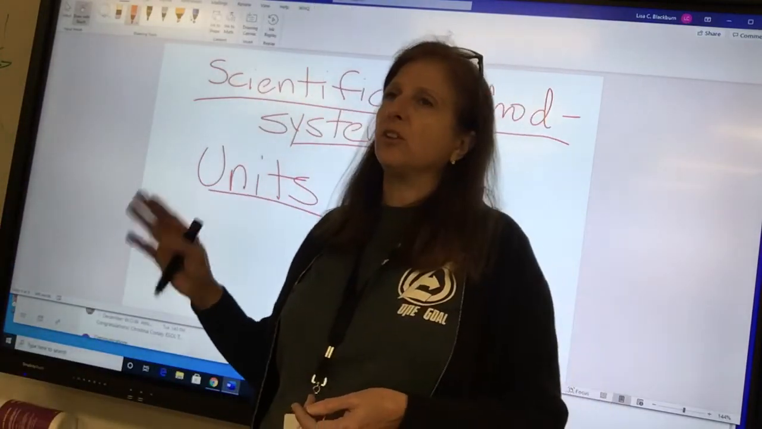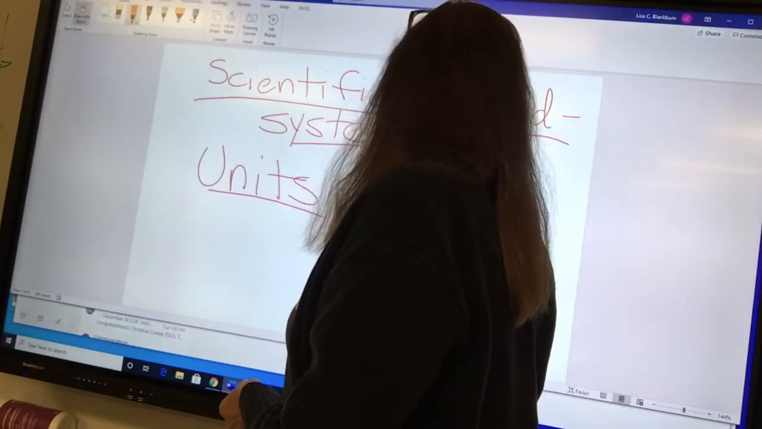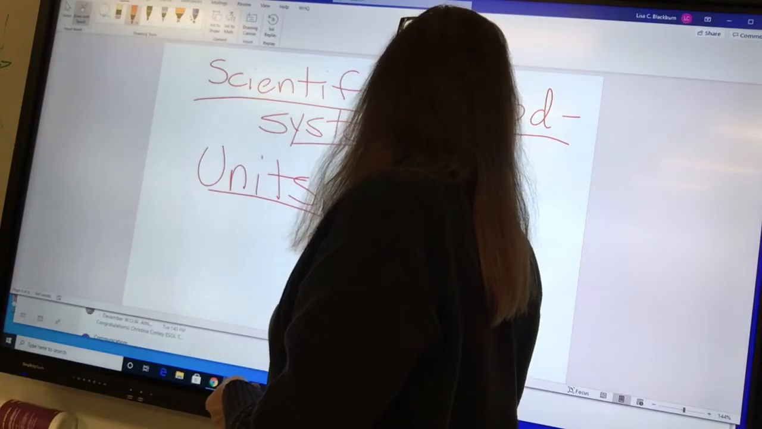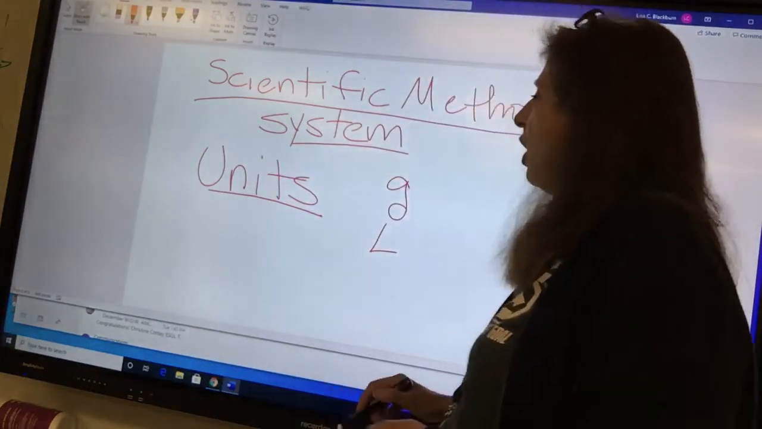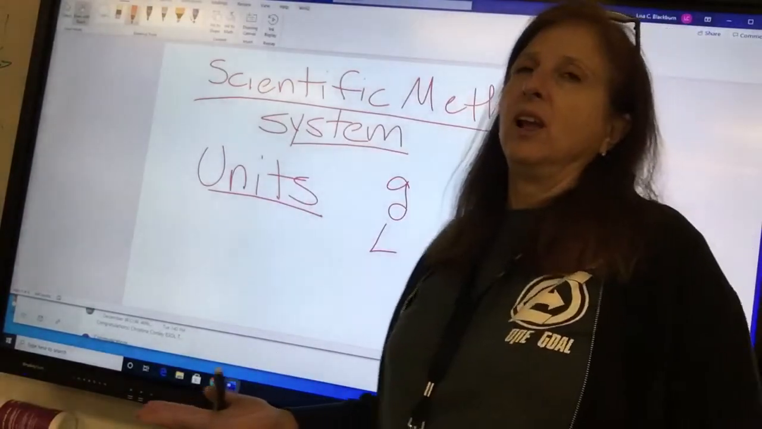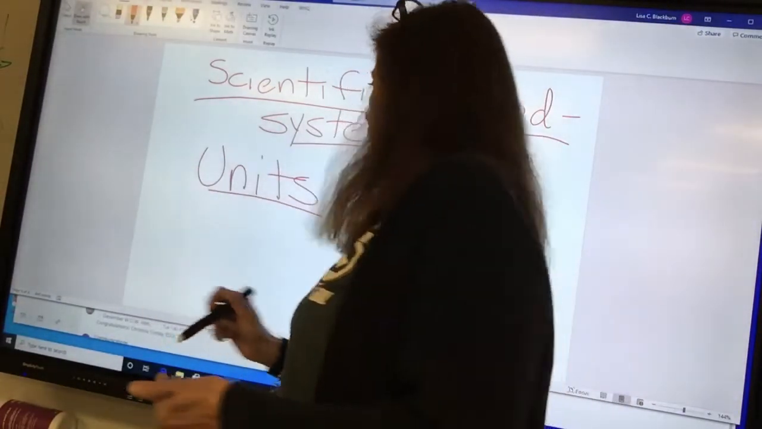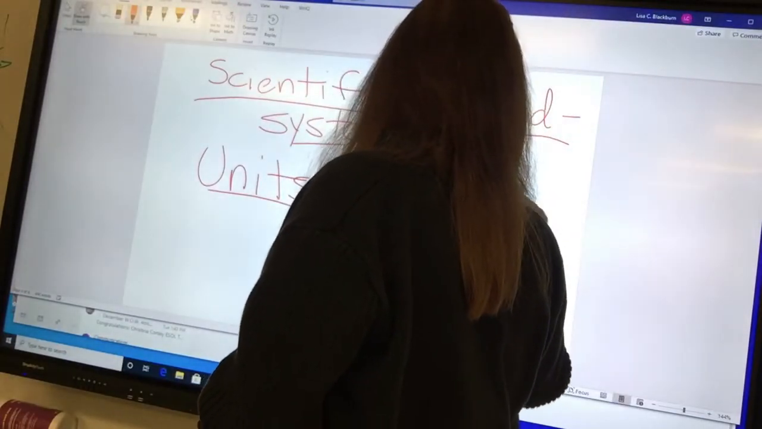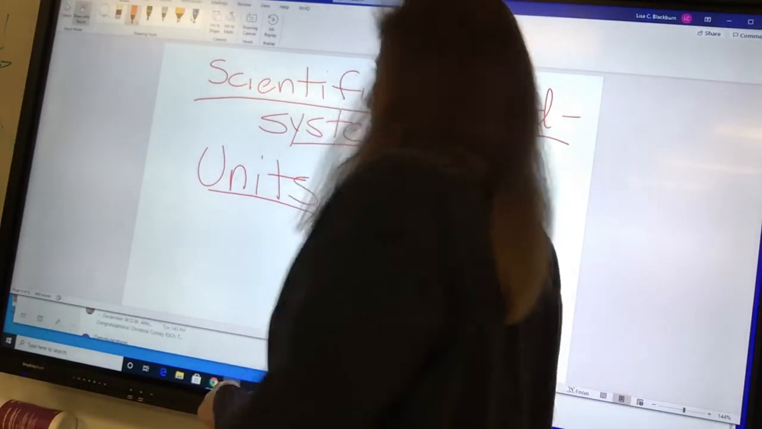That units, you can have regular straight units like grams or liters. Those are just straight basic units. But when you do math, remember how when we solve for density, we put in the units. We put in grams on top, and we put in milliliters on bottom.